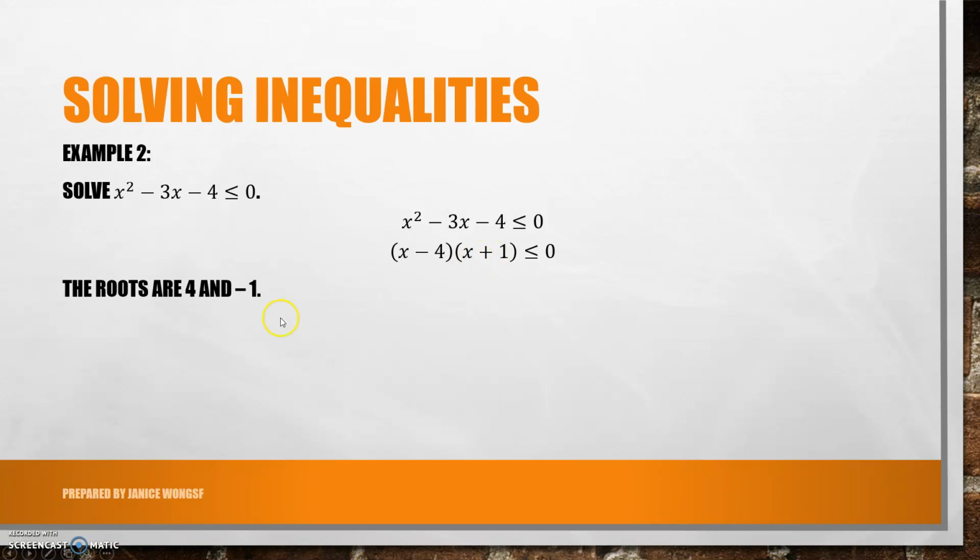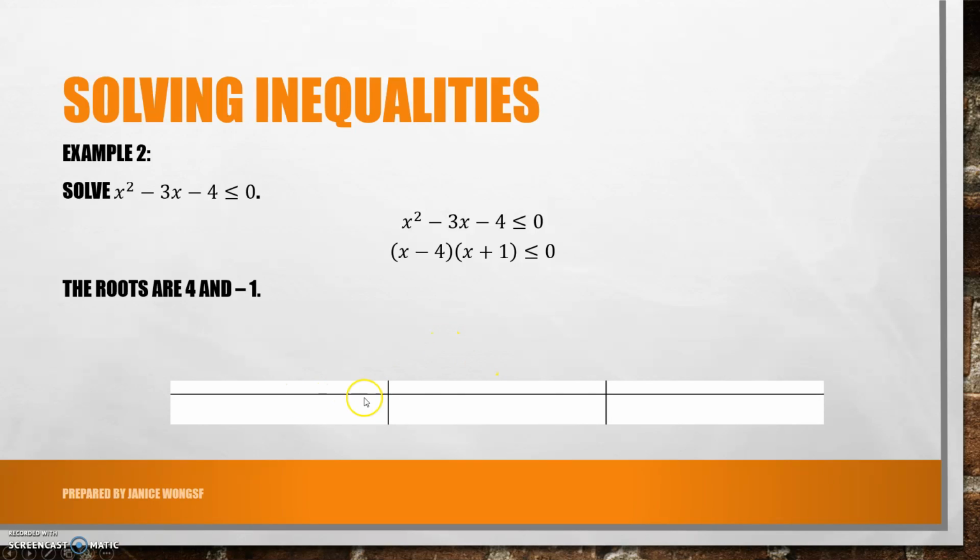So place 4 and negative 1 on a table. This one is imagined as a real number line, the x-axis. I have two vertical lines because there are two roots here. So x equals to negative 1. Where should I put x equals to negative 1, is it on the left or on the right?